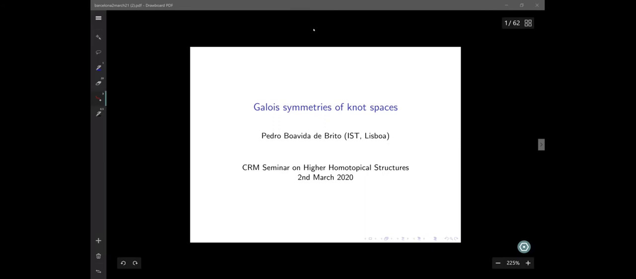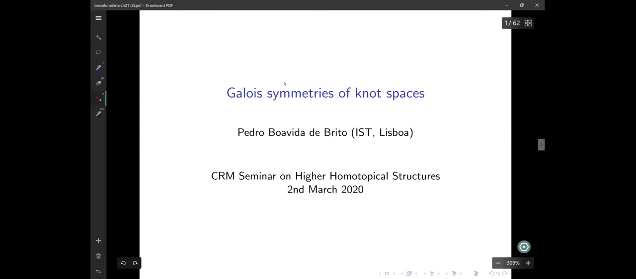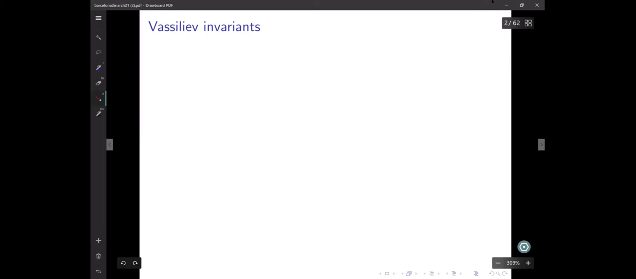Okay, so let me try to open this again. Right. So I will be talking about joint work with Geoffroy Aurel, who's in Paris, so I'll start slowly with some notions from knot theory, and these are certain invariants of knots called Vasiliev invariants.